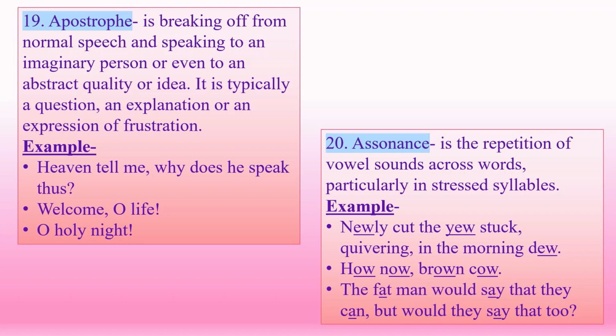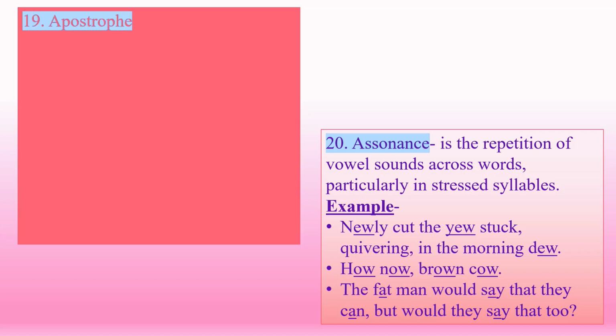The last figure of speech is assonance. Assonance is the repetition of vowel sounds across words, particularly in the stressed syllables. Example, newly cut the U stuck quavering in the morning dew. You see the repetition of vowel sounds, new, you, dew. Okay, these are the stressed syllables.